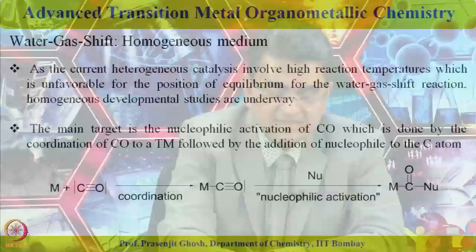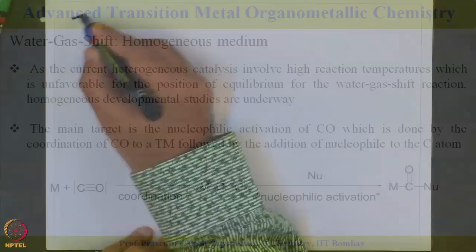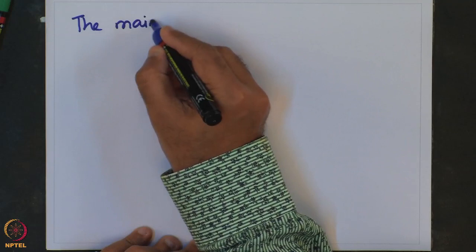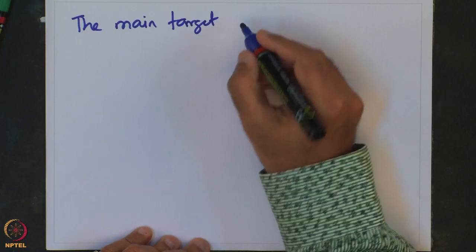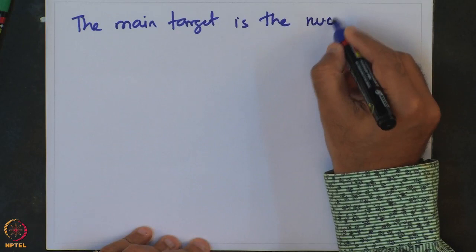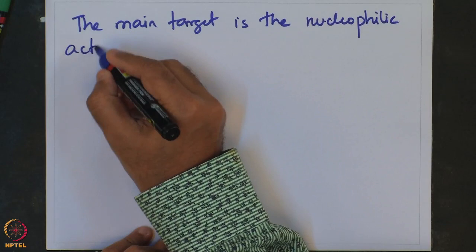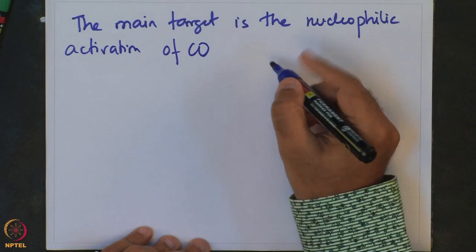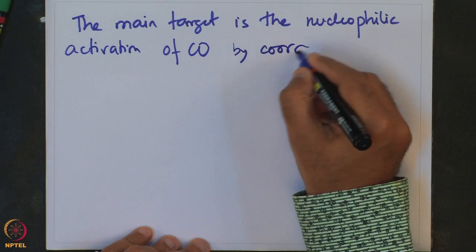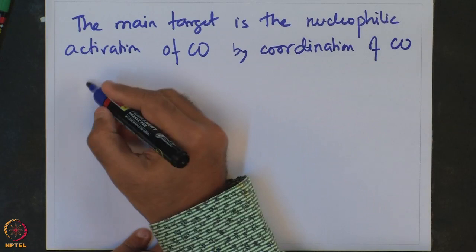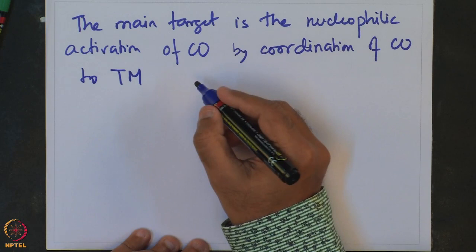So, the main target on this front is the nucleophilic activation of CO by coordination of CO to the transition metal, followed by addition of the nucleophile to the carbon atom.